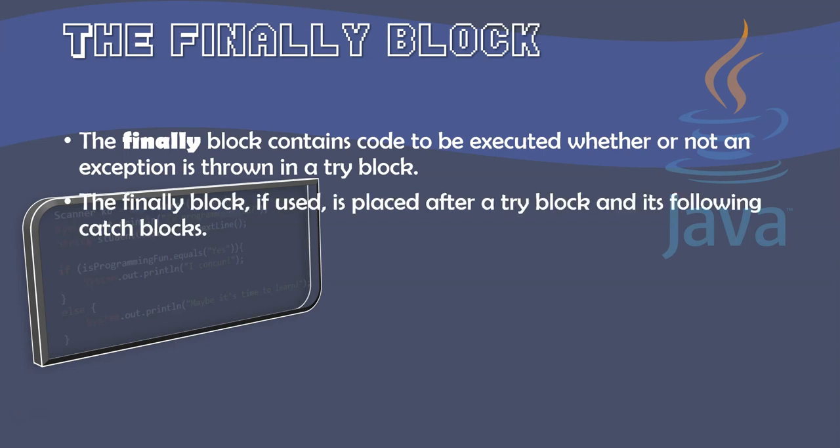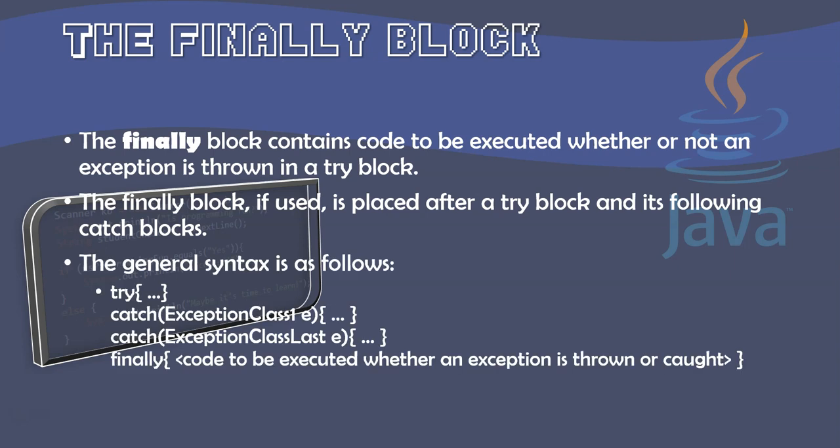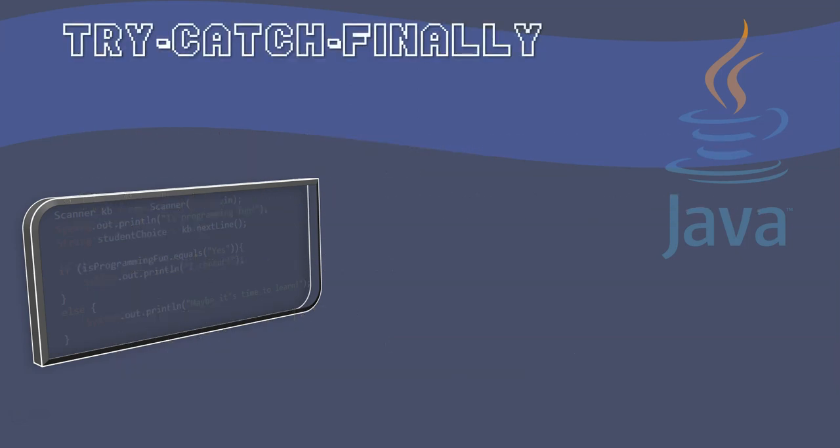The finally block, if used, is placed after a try block and its following catch blocks. The general syntax would be as follows. We have a try block, we have some catch blocks, and then we would have a finally, which has whatever code you want to be executed when that exception is either thrown or caught. So this makes for a combination known as the try catch finally.